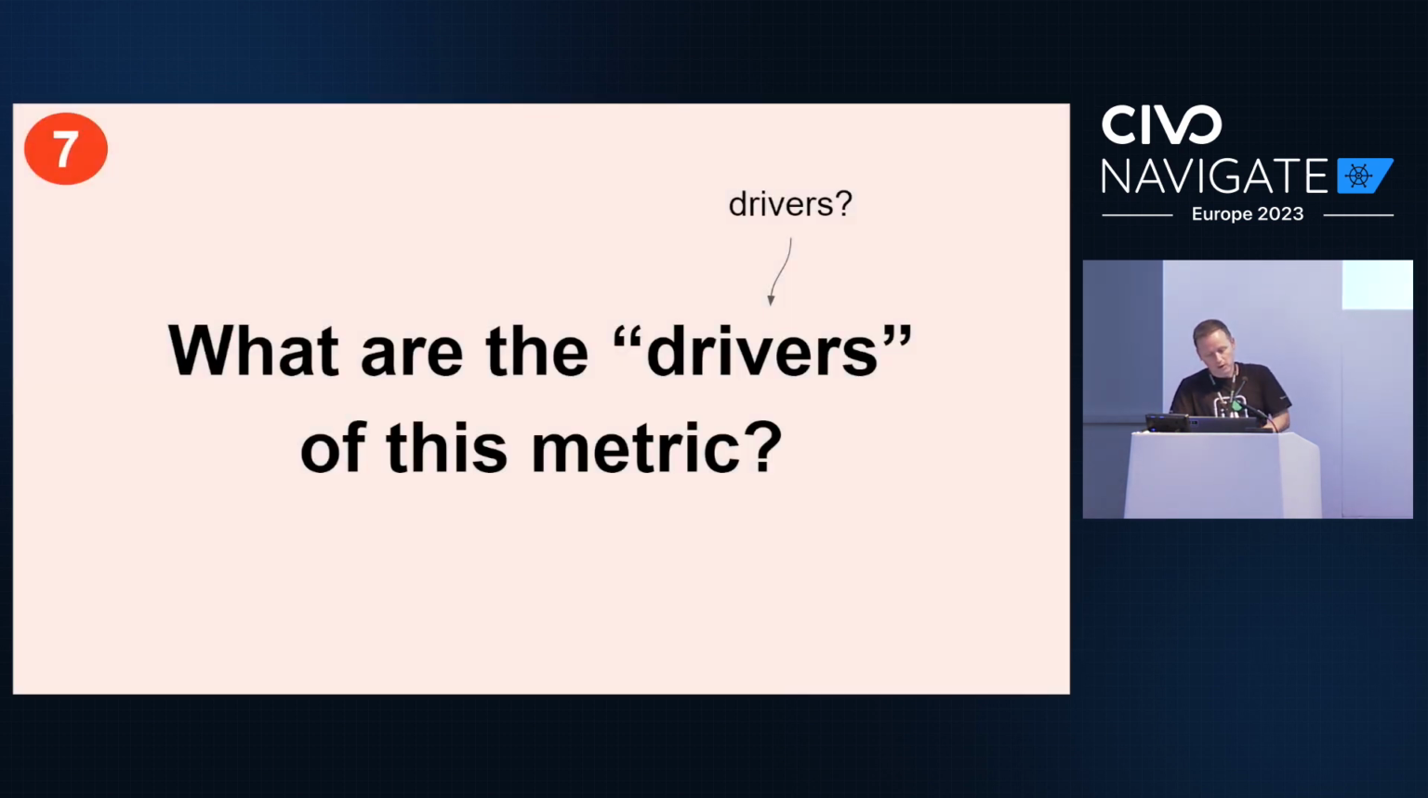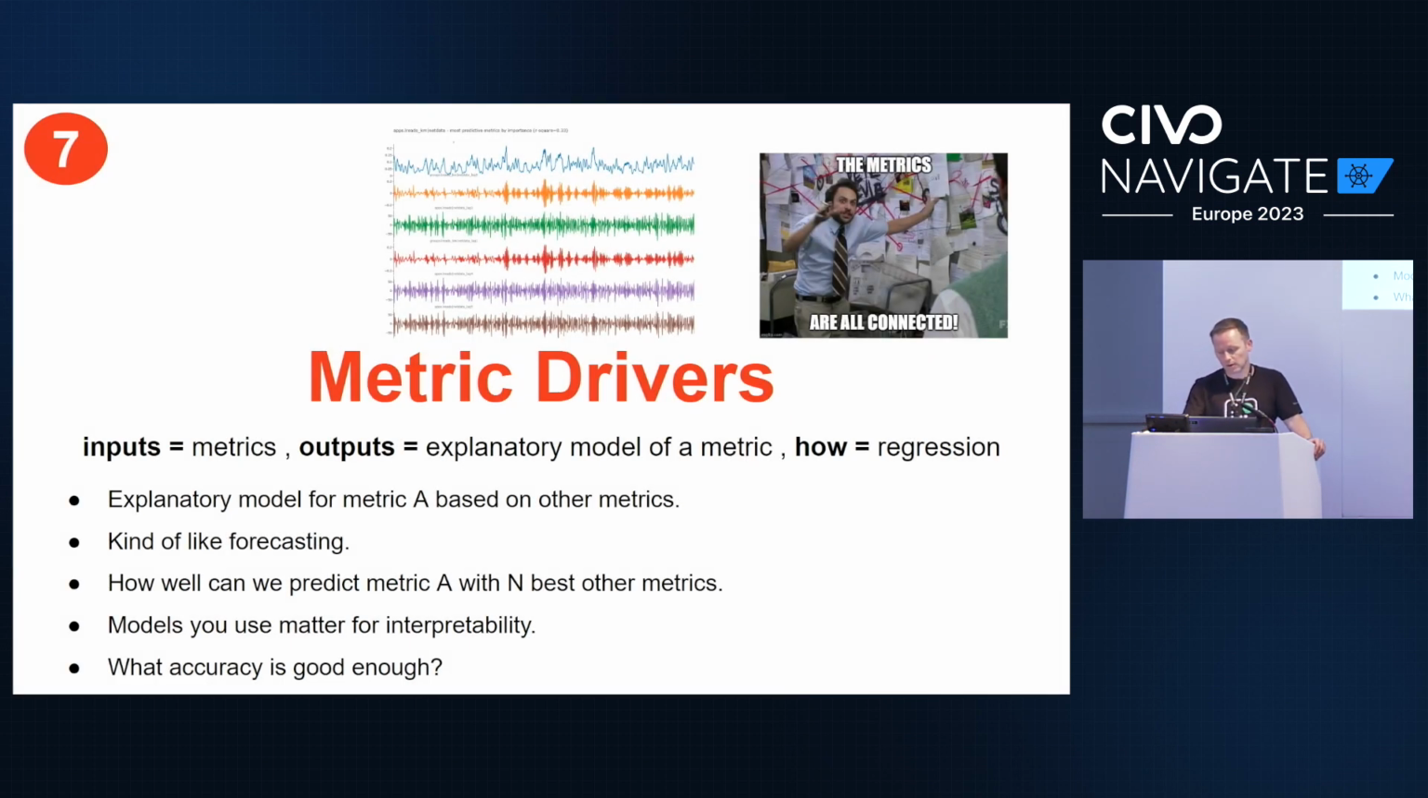Next one is, what are the drivers of this metric? This is a common one as well, where you're looking at some sort of time series, and you want to know what's actually driving this time series. So the inputs here are again metrics, but the outputs now are an explanatory model of this metric. So again, you've got a target metric that you're interested in. In this chart, the top metric is the one we're interested in, and we want to know what other metrics are actually driving that metric.